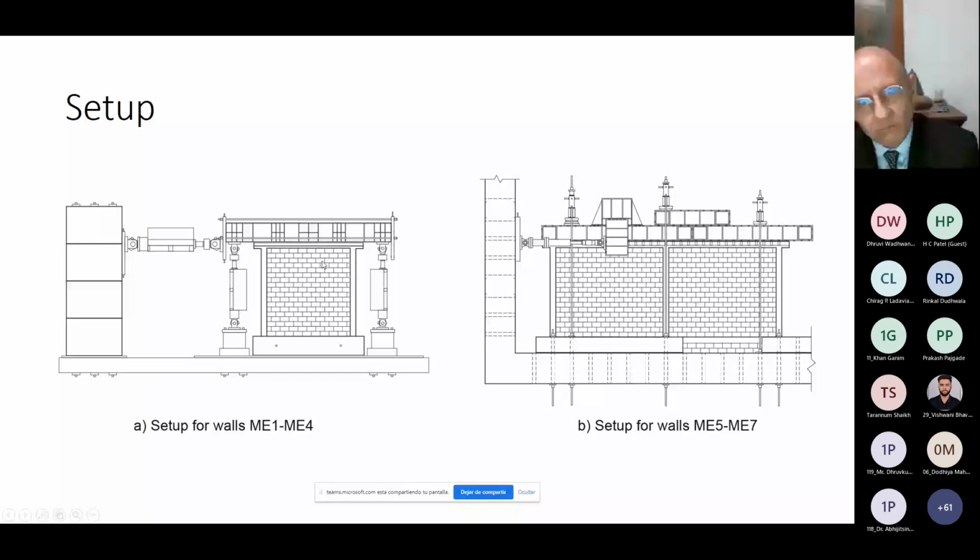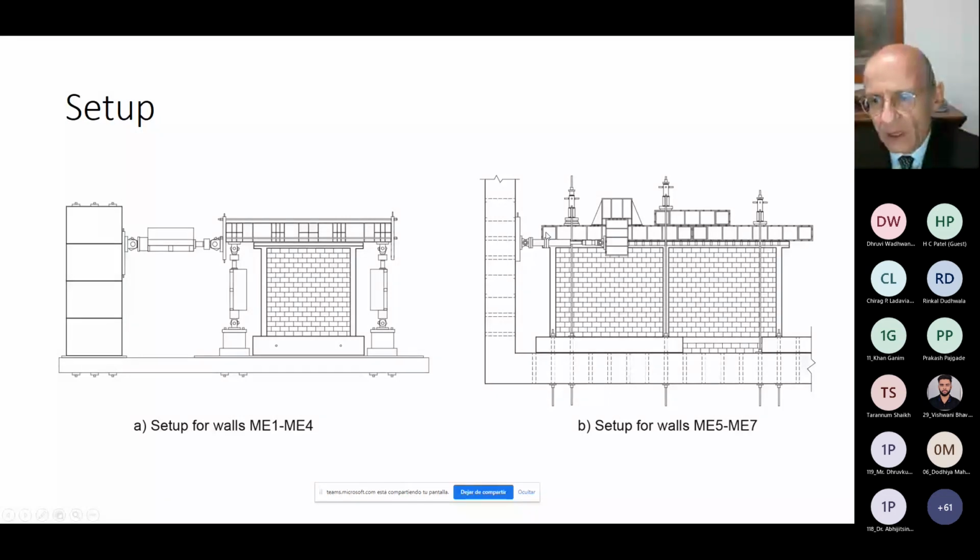So that is very important, because I have seen experiments by other authors where the load is directly applied to the left side of the wall, and then the behavior of the wall is quite different. So care is needed for this. This is a second type of setup that was used for the very long walls.